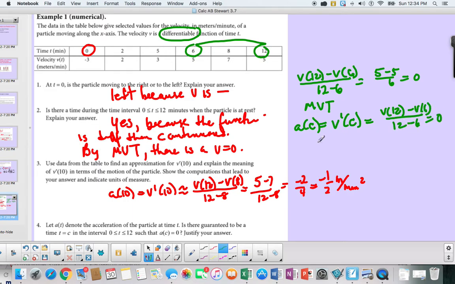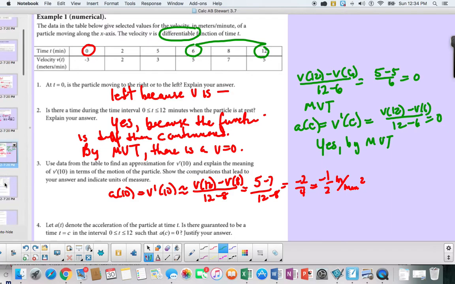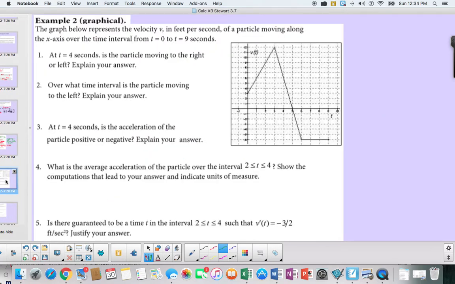So the answer is yes by the mean value theorem. All right, let's take a look at using velocity in a graphical sense. If t is equal to 4, right here, is the particle moving to the right or to the left? And it's moving to the right because velocity is positive.